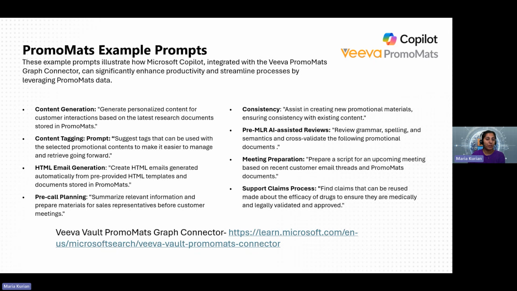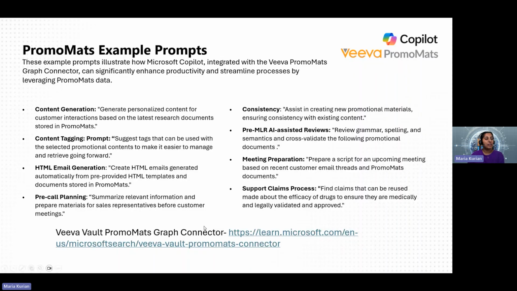We can look at the option of creating it using Copilot Studio. But before we get into that, I just wanted to quickly show this URL that we are going to use. Let me see if I can paste that in the chat later as well. This is the URL that talks about the configuration for your IT admins to set up the PromoMats Graph Connector. And these are some of the use cases, or prompts, that are tried and tested, and which were built out working with some of our customers in the life sciences industry.